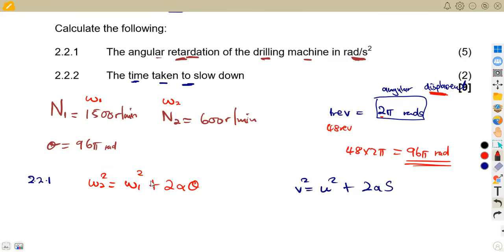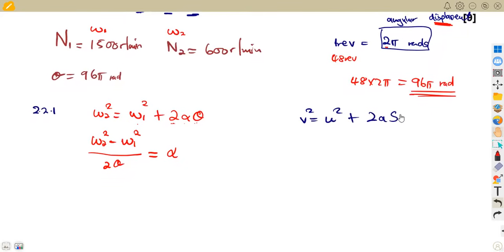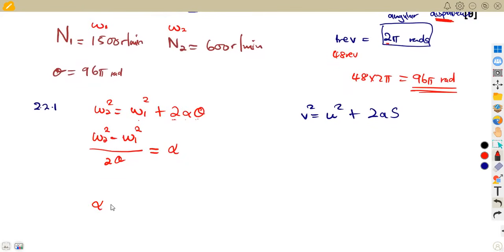So we can make alpha the subject in this case, because this is the one that we want. We are going to transpose to get omega 2 squared minus omega 1 squared, and divide by 2 theta, is equal to alpha. So we can calculate our alpha from this formula: omega 2 squared minus omega 1 squared over 2 theta.